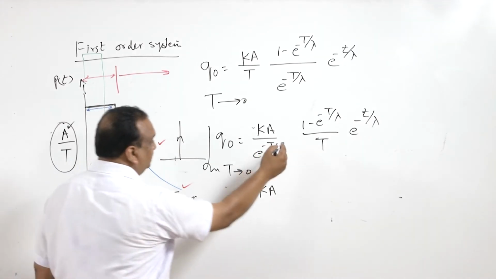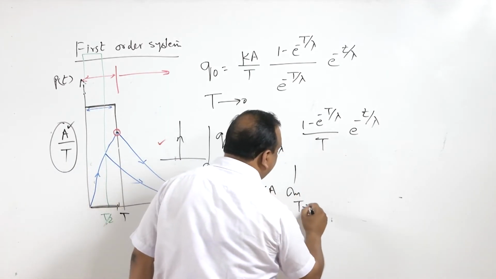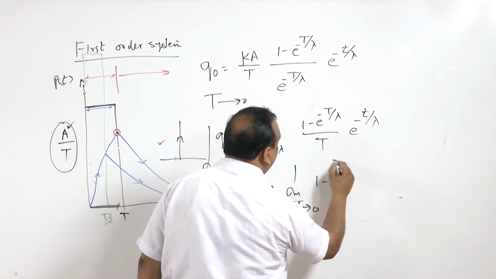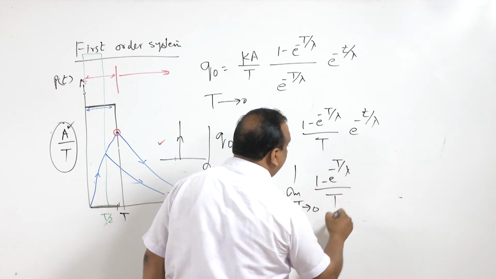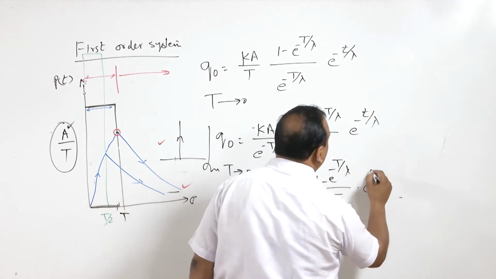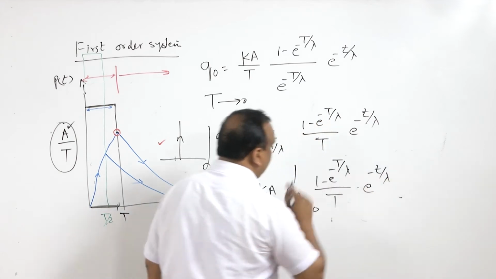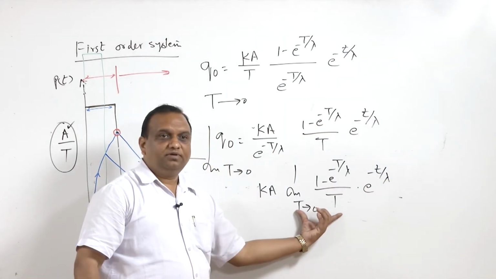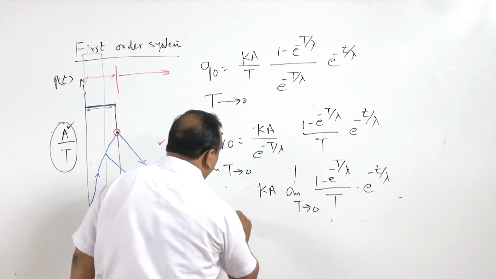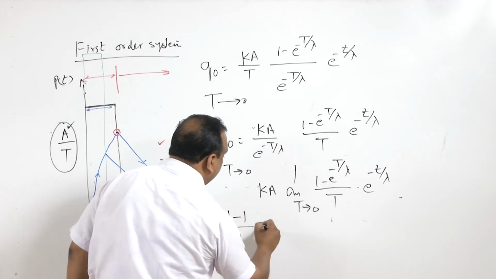What about this term? Limit t tending to 0, 1 minus e raised to power minus capital T by lambda divided by t, and then again e raised to power minus t by lambda. This particular term will turn out to be 1 minus 1 divided by 0, that is 0 by 0.